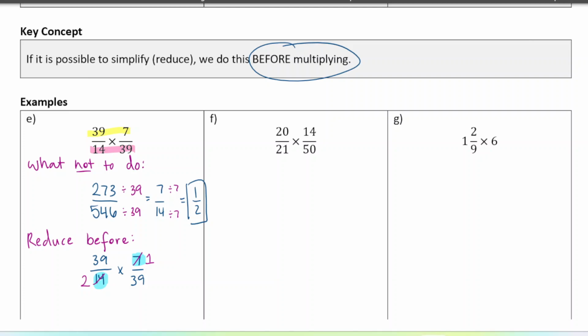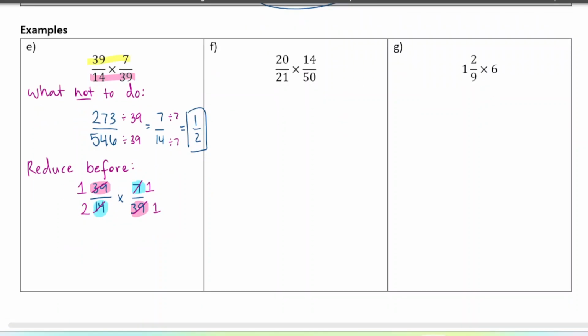And now same with the 39 over 39. We can reduce that. So 39 divided by 39 is 1. And 39 divided by 39 is 1. So in fact, what I multiply by is 1 over 2 times 1 over 1. And that's just 1 over 2. Okay, so if we reduce before we multiply, the multiplication we end up doing is often really straightforward rather than involving these really big numbers.